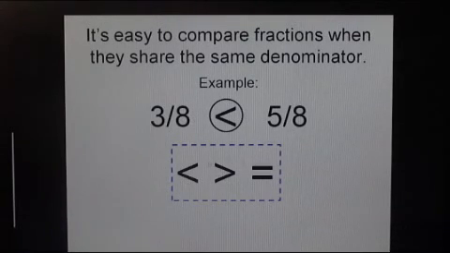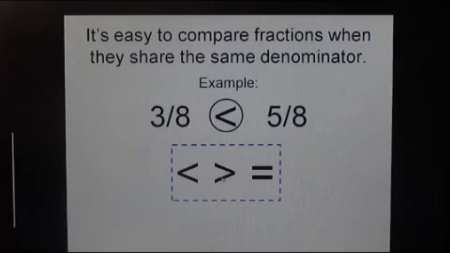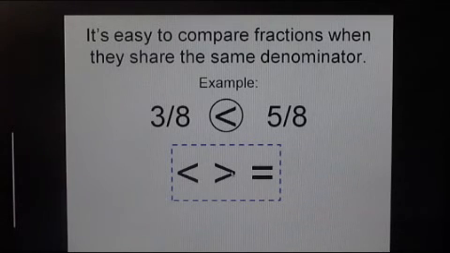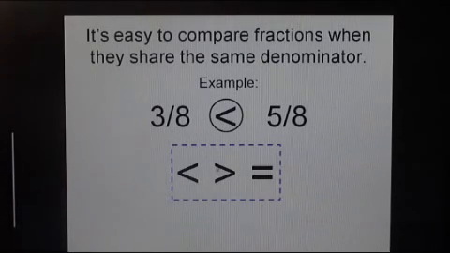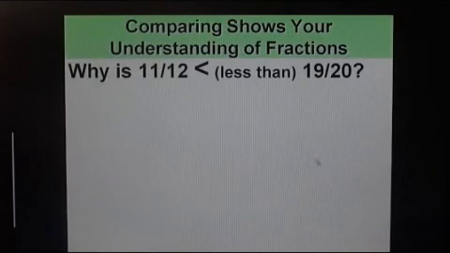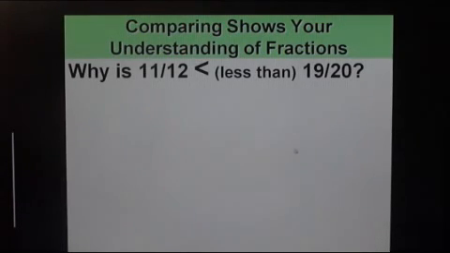If you turn it around and you put the 5/8 over here, this is the greater than sign. And again, the point would point towards the smaller one and the open end towards the larger one. This is the equal sign. It means that both of them are of equal value.